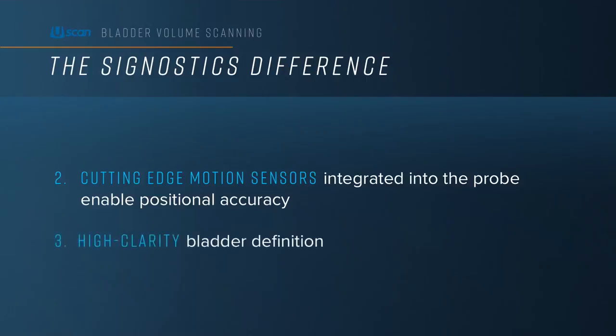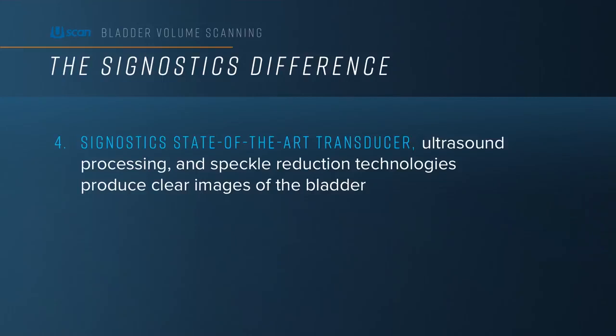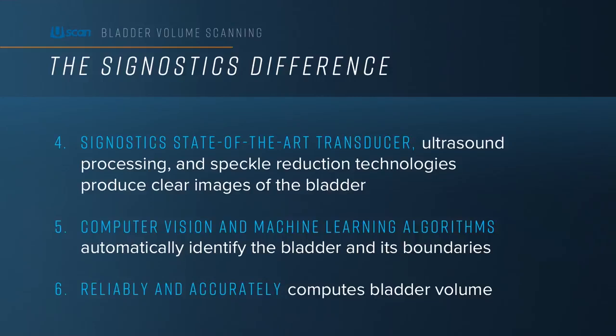The ultrasound imaging features provide for high-clarity definition of bladder walls. Signostics' state-of-the-art computer software, ultrasound processing, and advanced speckle reduction technologies produce clear, concise, and accurate bladder definition. Advanced machine learning is also employed to identify the location and accuracy of bladder boundaries. Thus, the USCAN is a more reliable and accurate way to compute urinary bladder volume.